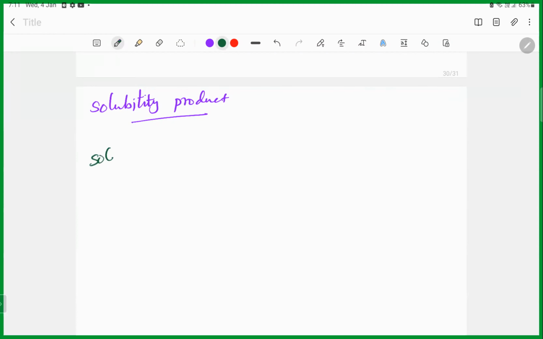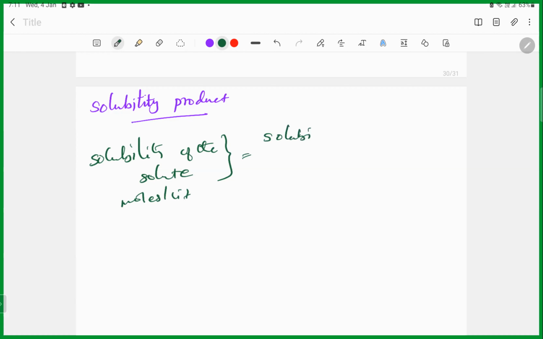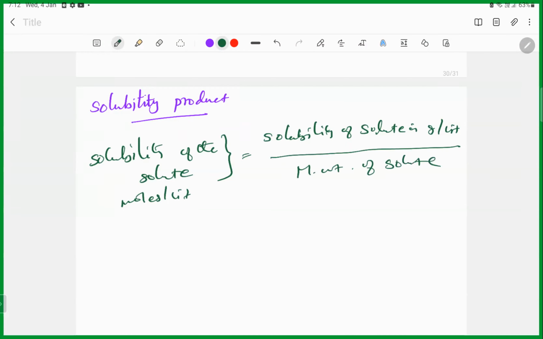So generally, how can we say the solubility of the solute? That will be in moles per liter, which is equal to the solubility of the solute in gram per liter divided by the molecular weight of the solute. So this is the way we can find out the solubility of the solute. The solubility of the sparingly soluble salt in acids and bases, we have many things.